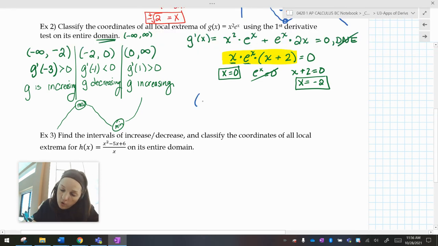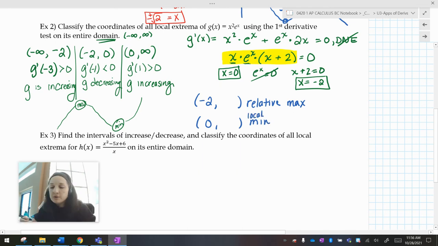So I now know -2 comma something is a relative or local max, and 0 comma something is a local min. I forgot to write that. Local or relative, doesn't matter. I'm using both words interchangeably. And when I plug -2 into the original to get my y value, that's going to be 4 over e squared, and 0. There's my local extreme values.